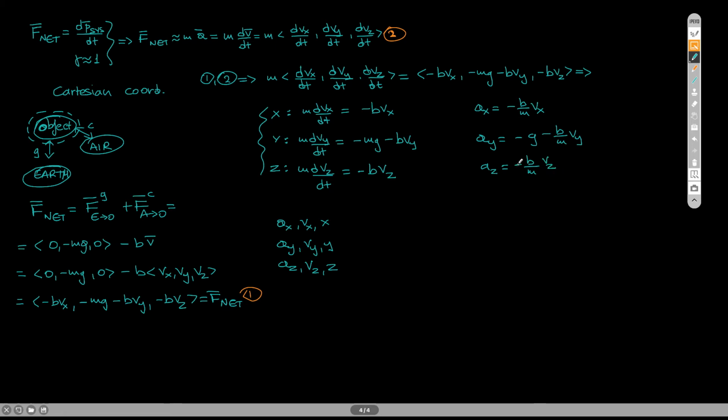Okay, I will come back to these two at the end to find the acceleration. So now I need to start thinking about solving these differential equations. And I will add one more board so that I can do this. I'm going to start in the x. I had m dvx over dt is equal to minus b vx.